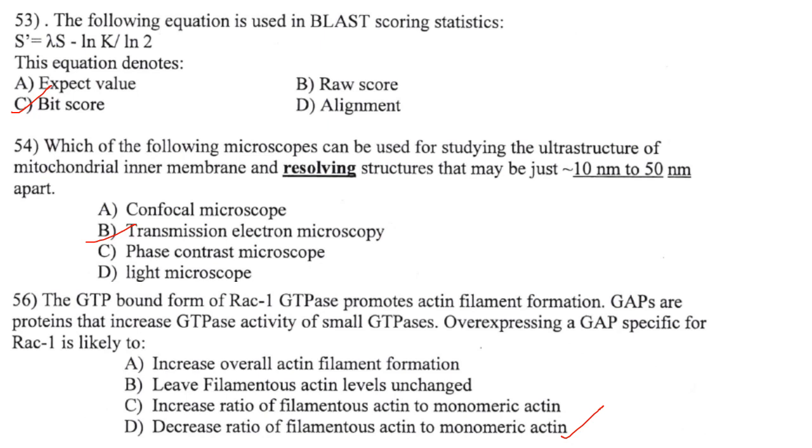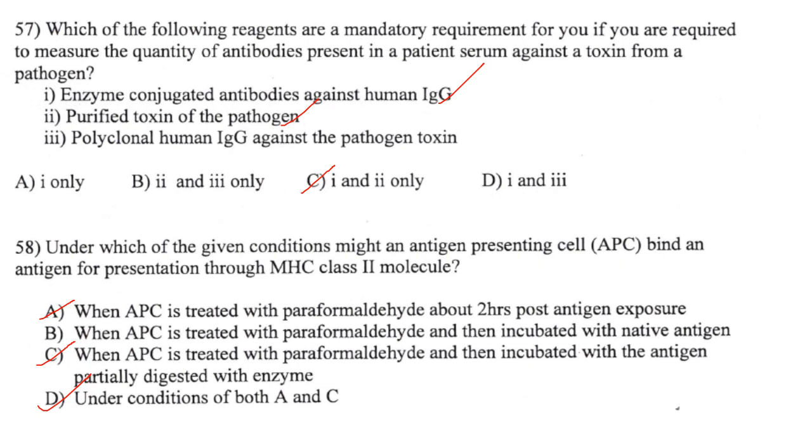The next one. The GTP bound form of RAC1 GTPase promotes actin filament formation. GAPs are proteins that increase GTPase activity of small GTPases. Overexpression of GAP specific for RAC1 will likely decrease the ratio of filamentous actin to monomeric actin. Answer is option D. The next one.